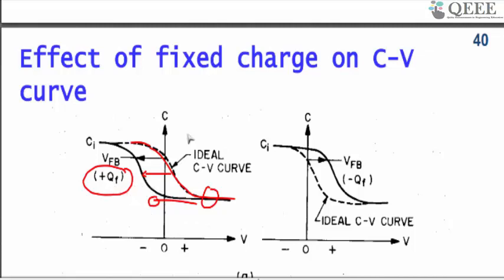So how much is the shift? How much is the shift delta VT? For example, we can calculate: this delta VT is nothing but q, the electronic charge, multiplied by QF, divided by Cox.